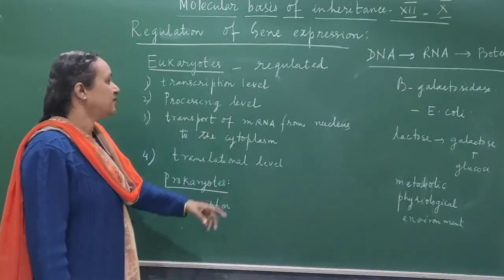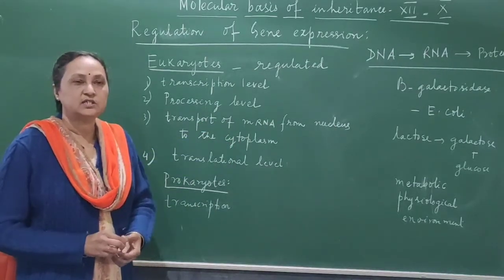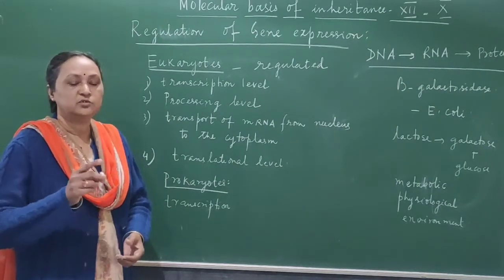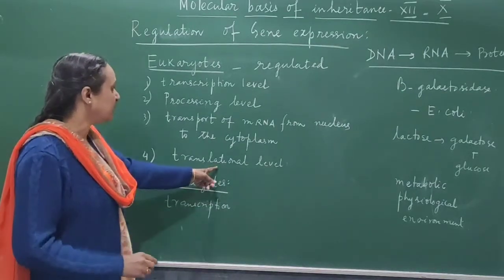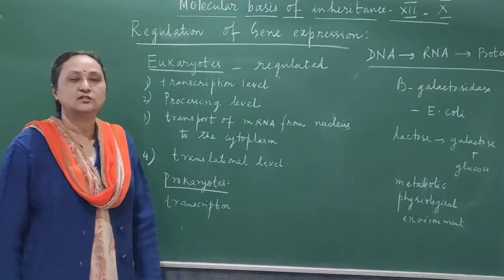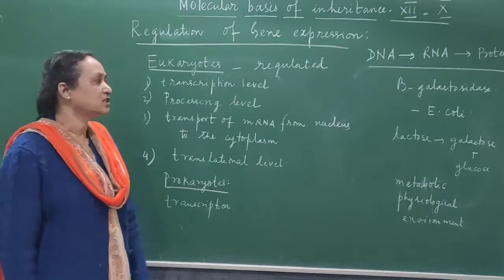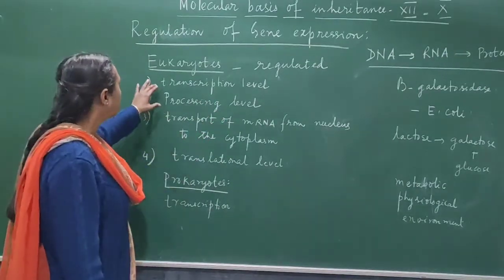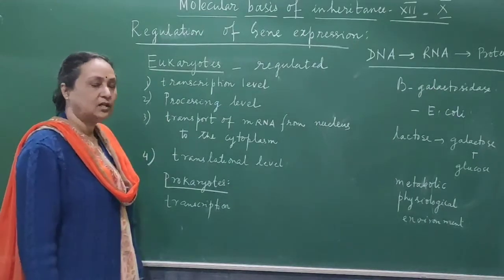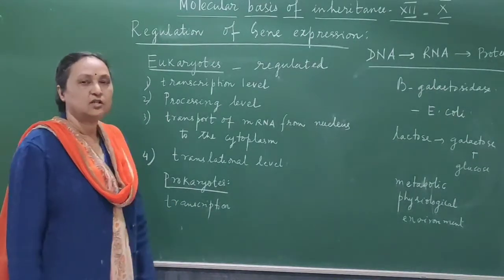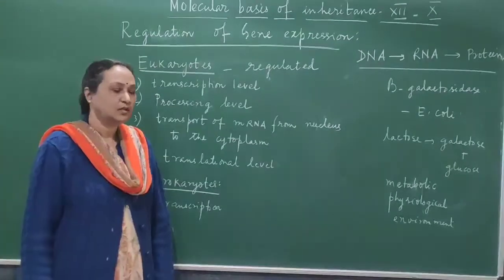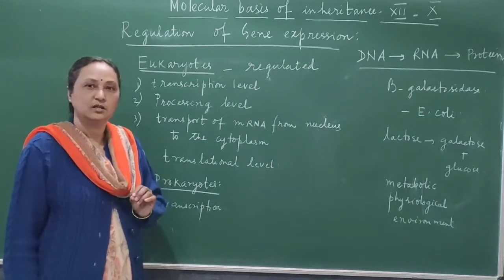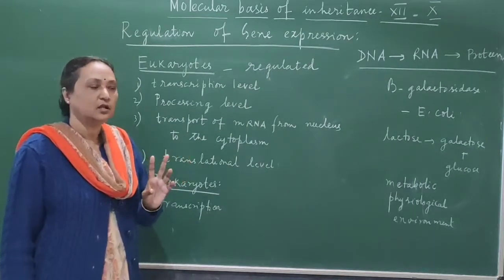Transport of messenger RNA from the nucleus to the cytoplasm is another step, because the messenger RNA is produced inside the nucleus. Then through the nuclear pore it comes to the cytoplasm, and in the cytoplasm there is translation. During translation the protein is produced. So in eukaryotes, the expression of the gene can be controlled at different steps. But in prokaryotes, what is the difference? Gene expression can be controlled only at the transcription level. So that is the difference between prokaryotes and eukaryotes.